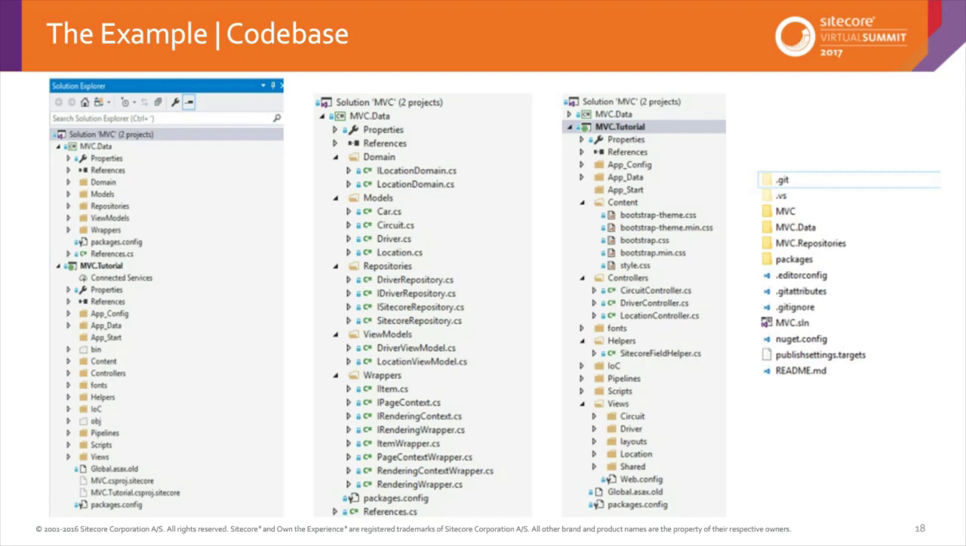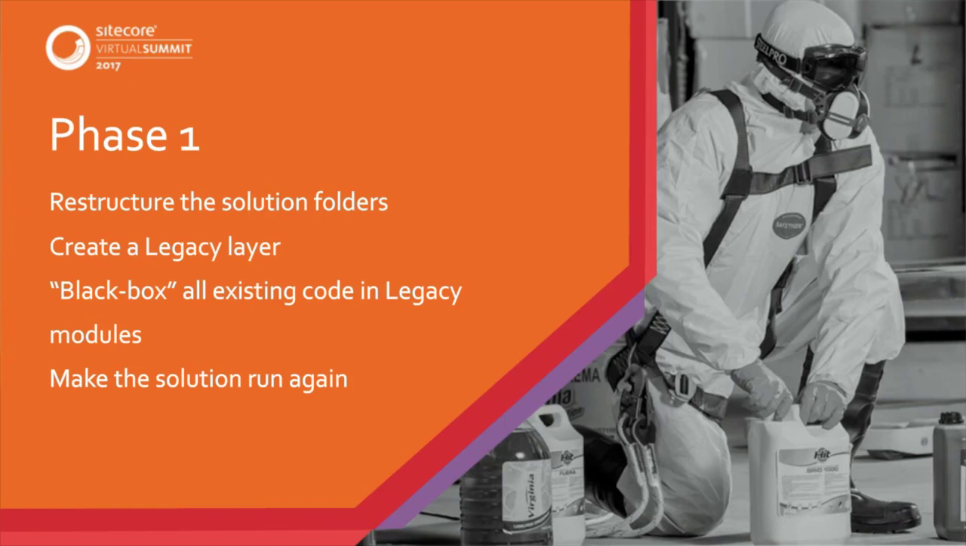So, solution root, two folders, each containing a Visual Studio project. The folders were not even named the same as the projects. Can't remember if that's actually renamed it. Might be. So, getting started with refactoring this small solution. First step, restructure the solution folders, create a legacy layer, black box all the existing code in legacy modules, and make the solution run again.